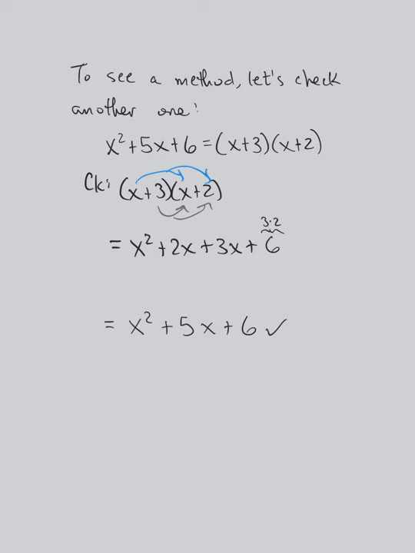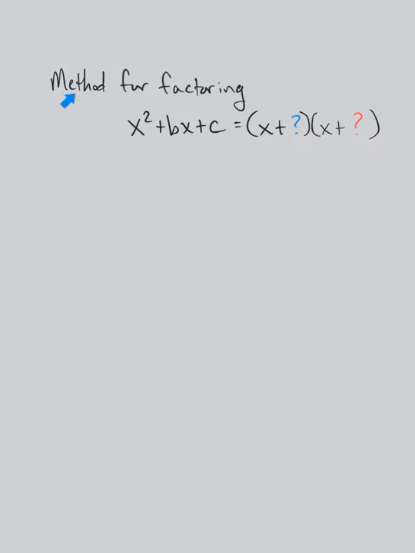2 plus 3 is 5. So they add up to the middle. Okay. And so that kind of illustrates the rule for how we factor a trinomial whose leading coefficient is 1. Okay, so we're ready to lay out a method for factoring. Remember, this is a quadratic trinomial whose leading coefficient is 1. The idea is to write it as x plus some number times x plus another number.